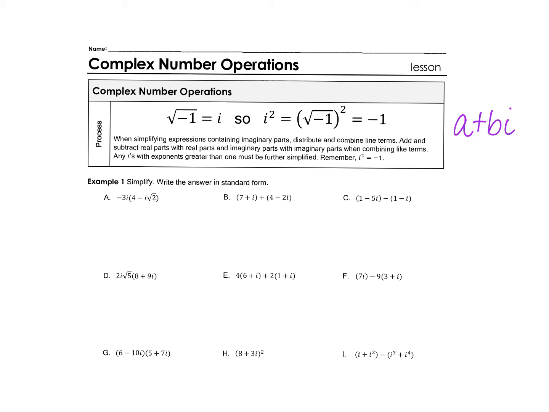So it says, when simplifying expressions containing imaginary parts, distribute and combine your like terms. So your like terms are just like variables. You're going to combine the real parts, and then you're going to combine the imaginary parts. Any i's with exponents greater than 1, you need to further simplify. Remember that i squared equals negative 1, so make sure you're replacing your i squareds with negative 1.